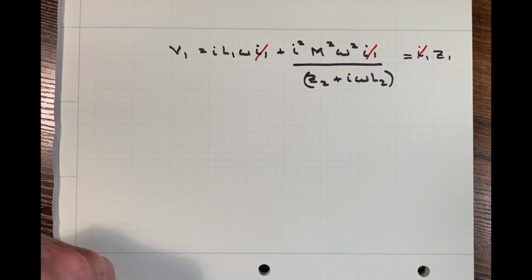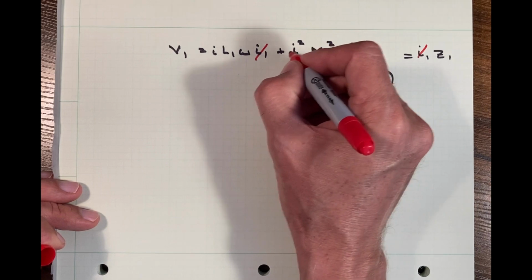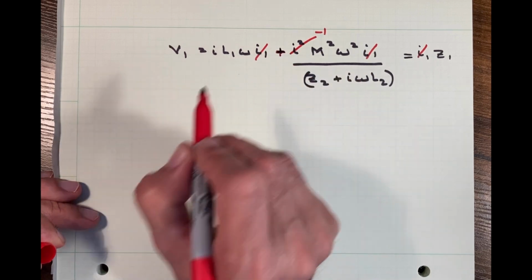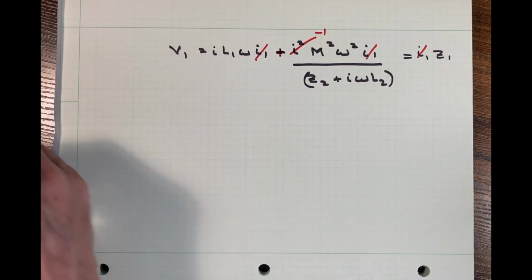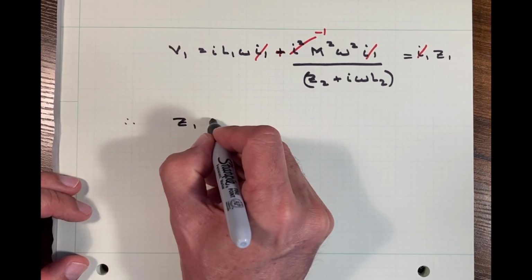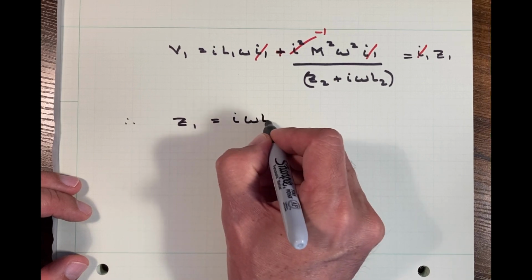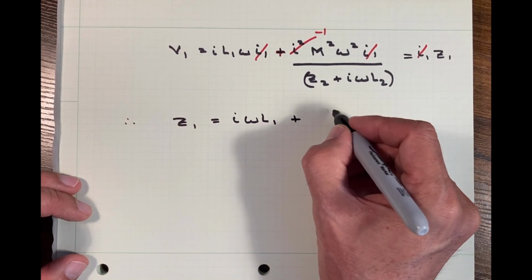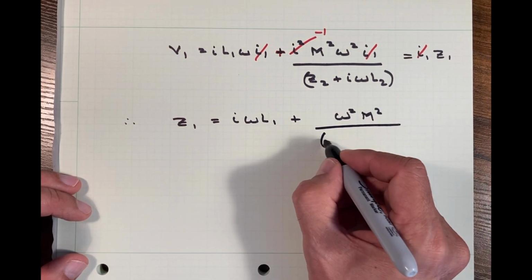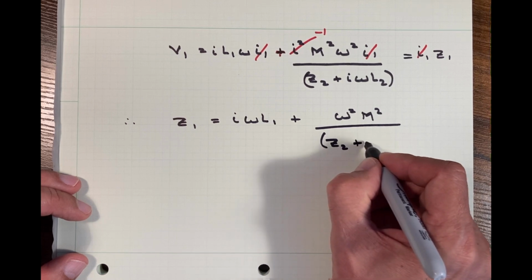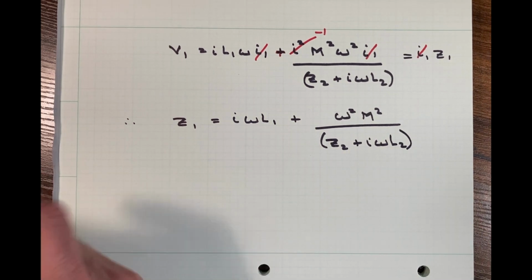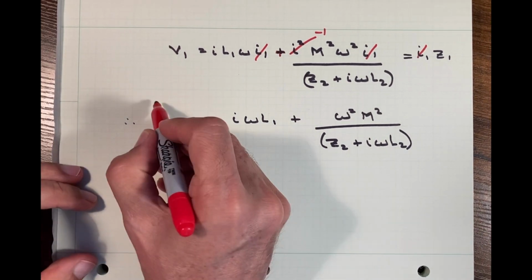Then furthermore, we can go ahead and say that i squared goes to minus 1. We had a minus here in the front, so that becomes a plus now. So I got one step ahead of myself there. And then what we have is that Z1 equals i omega L1 plus omega squared M squared divided by Z2 plus i omega L2. So that is our expression for impedance, again, in an ideal transformer.